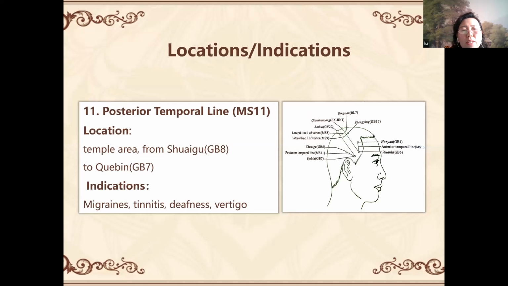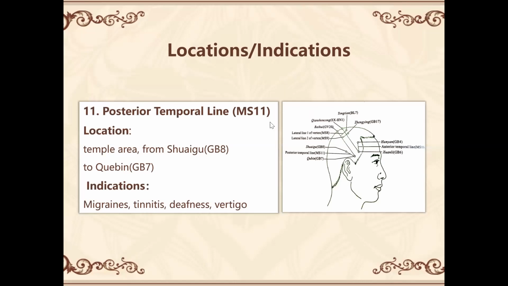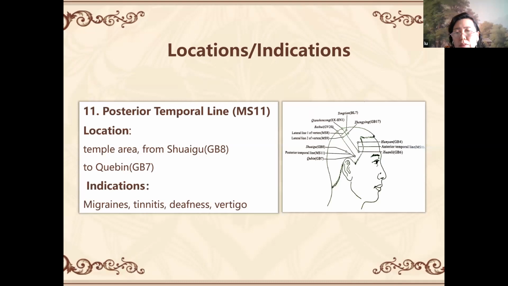And the 11th one is MS11. It's posterior temporal line. It's located on the temporal area from Shuaigu GB8 to Qubin GB7. So it's used for treating the problem of migraines, tinnitus, deafness, and vertigo.